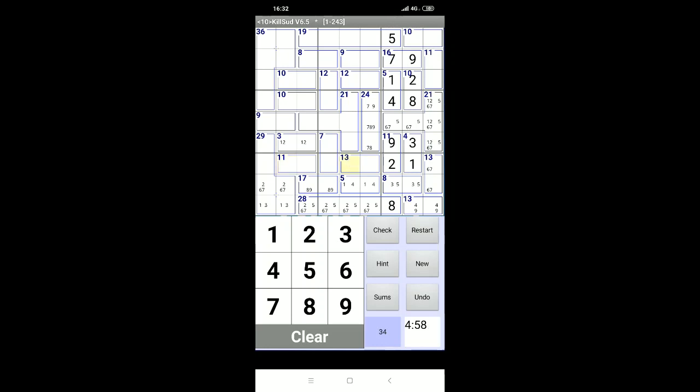But what does help us here is the 4. It means that in the 13 there can't be the 4 and the 9. And here there's no 1 or 2 or no 3. So 4, 5, 6, 7, 4, 5, 6, 7.